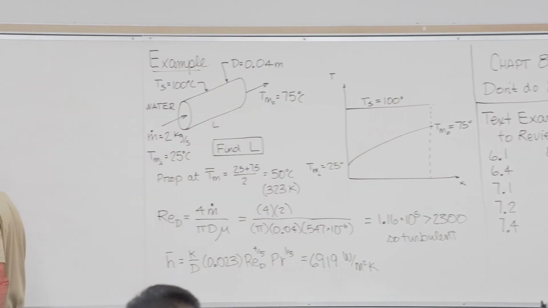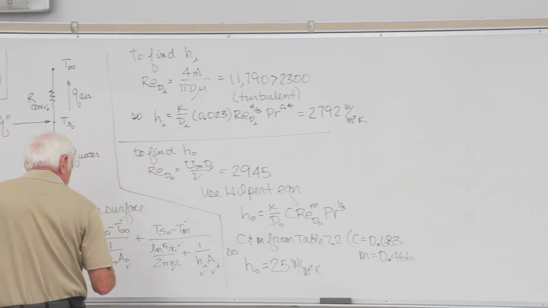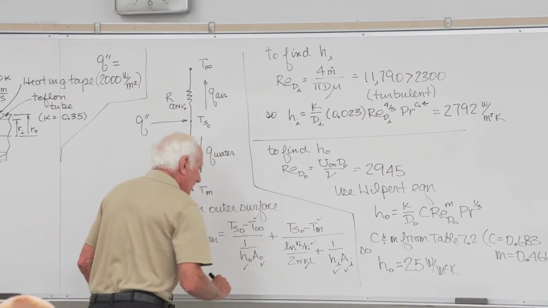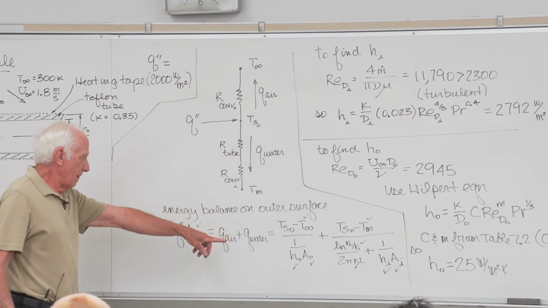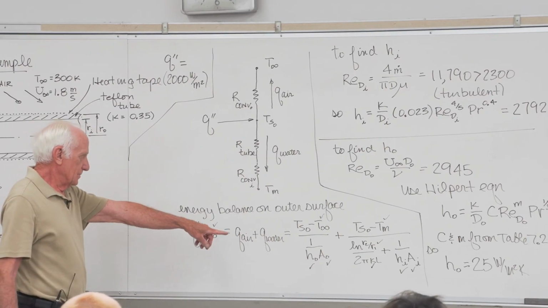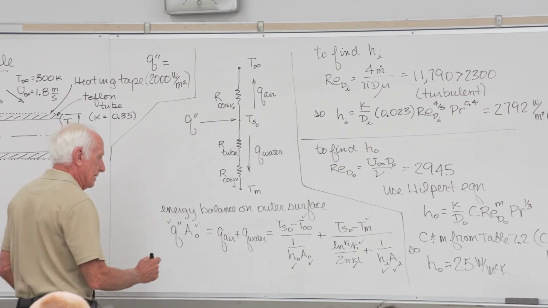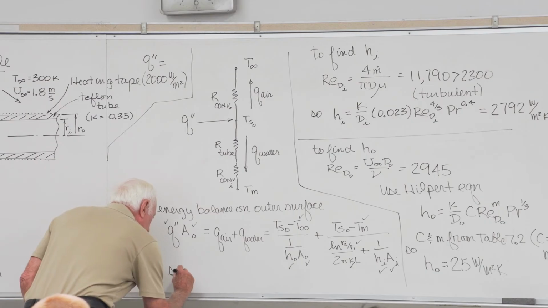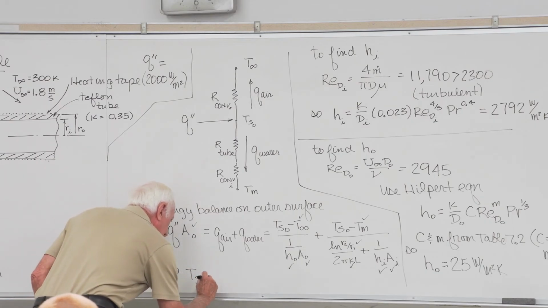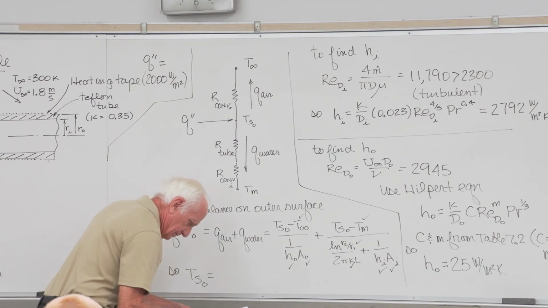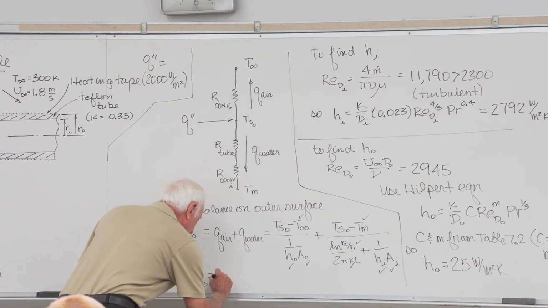Okay, so now let's put check marks. We just found h outside. There's the equation. What's the unknown? Ts outside. So Ts outside comes out to be 308.3.